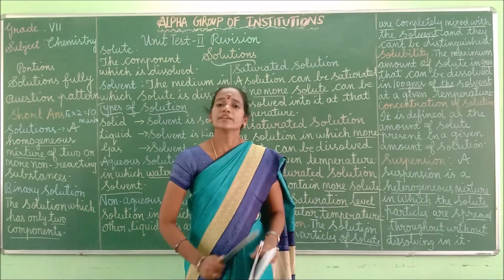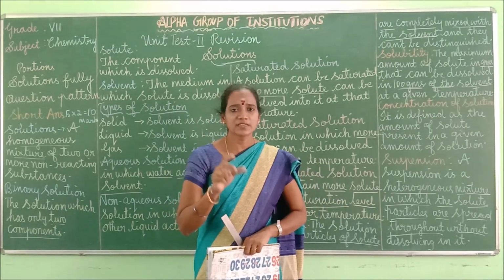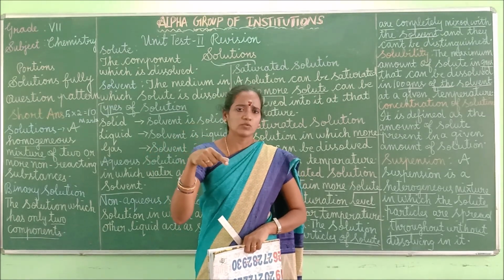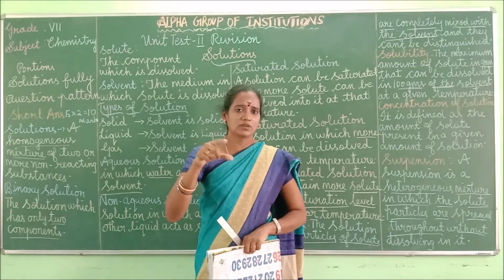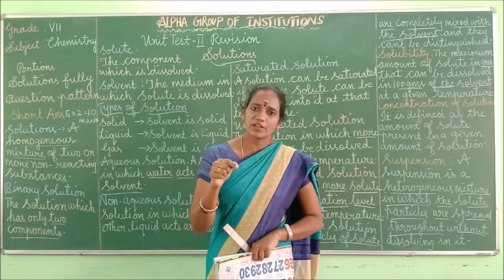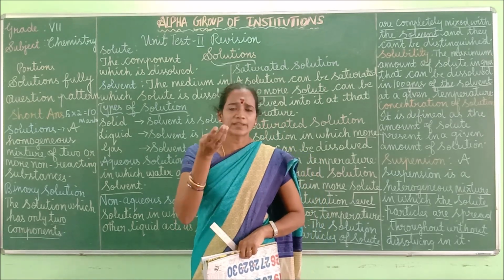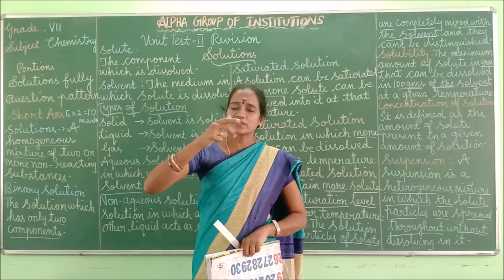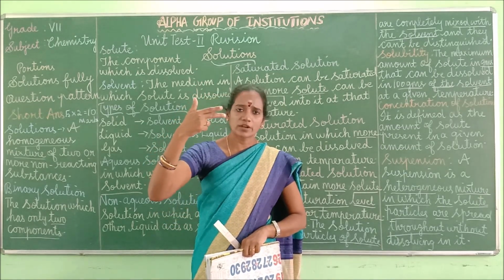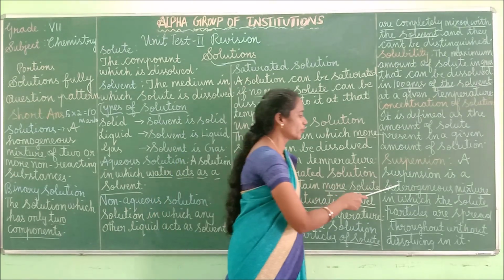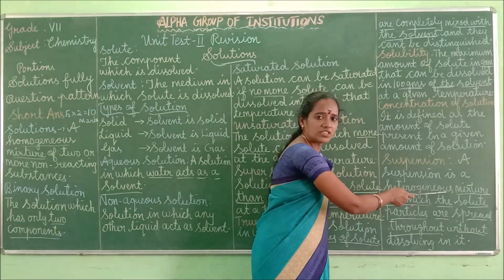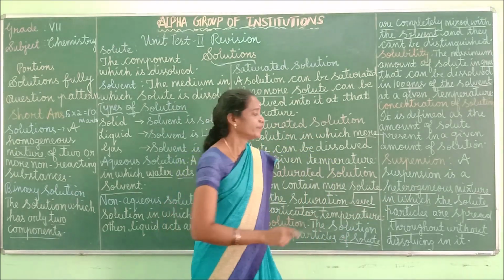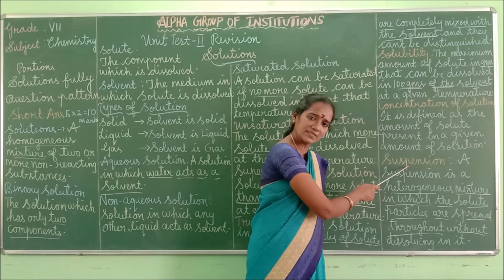Heterogeneous mixture means the components will not appear as a single phase. If you add sand to a little water and mix it well, you will see that all the sand particles settle at the bottom. Here you will see two phases: one is the sand phase and the other is the water phase. It is a heterogeneous mixture. It will not get thoroughly mixed. That process is known as suspension.